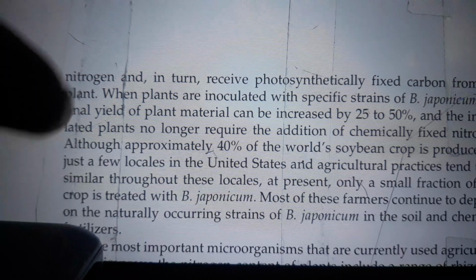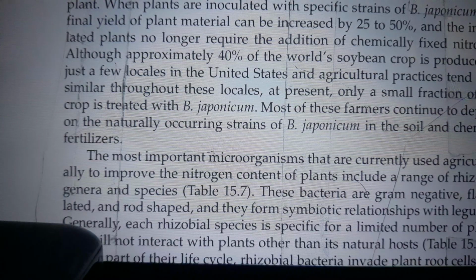When plants are inoculated with specific strains of B. japonicum, the final yield of the crop can be increased by 25 to 50%, and the inoculated plants no longer require the addition of chemically fixed nitrogen. Now, most of the farmers who use this continue to depend on the naturally occurring strains of B. japonicum in the soil and on chemical fertilizers.